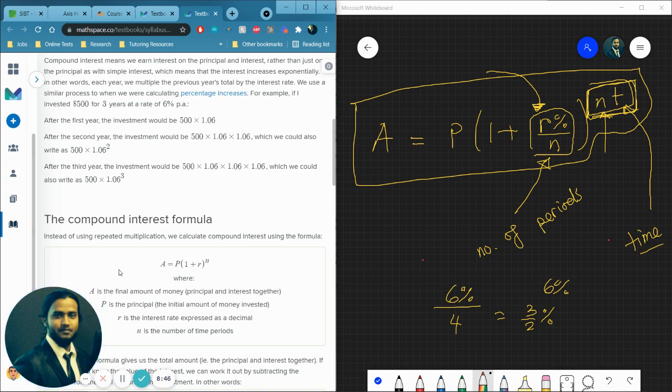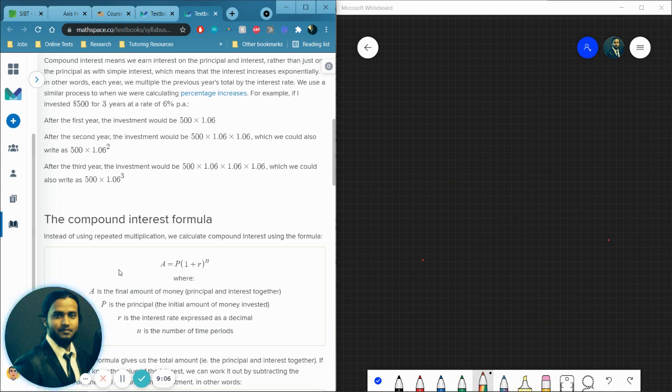But always make sure to understand what the number of periods is and how the questions are given. Once you do a few problems, I think you'll get used to the concept of bringing them on the same time frame. So that's all about compound interest.